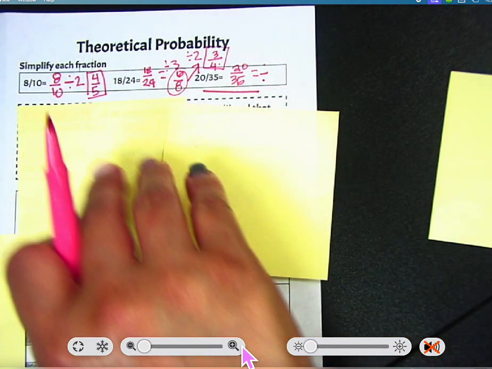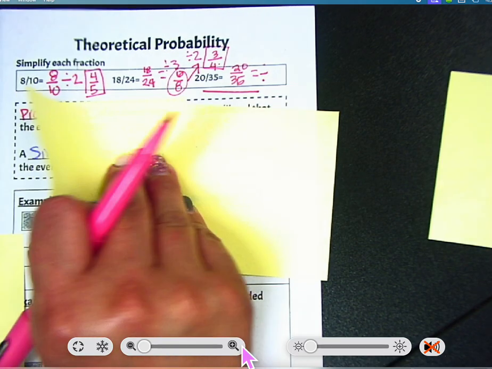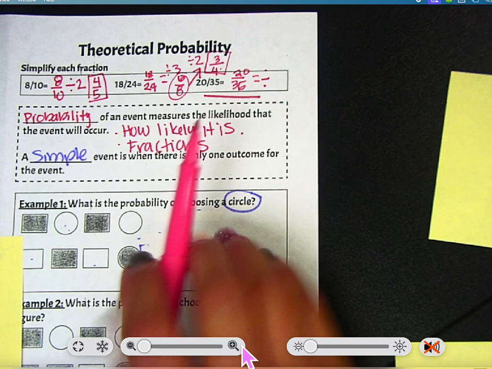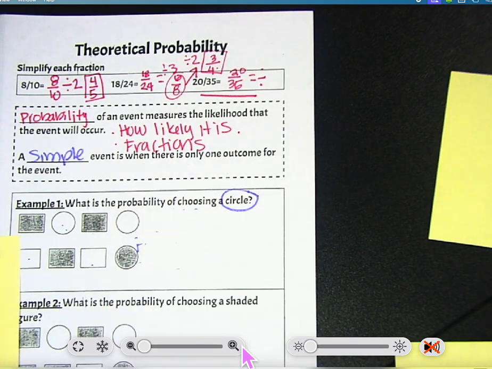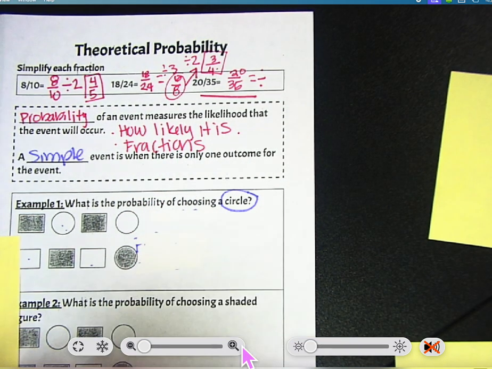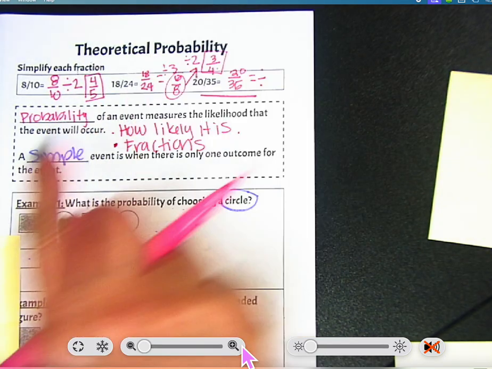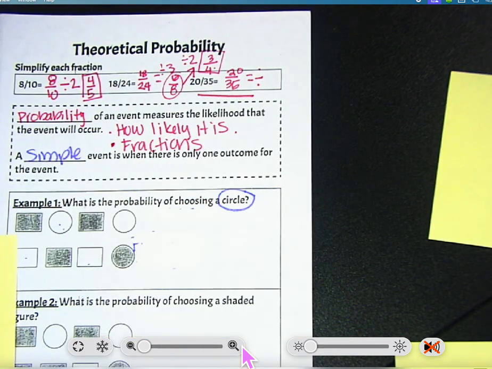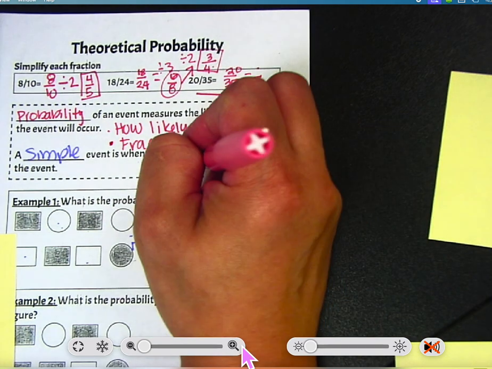All right, our first little blank that we're going to fill in is going to be the word probability. Probability is how likely it is for something to happen, and you're also going to be working with fractions. The next blank is going to be simple. We're going to be talking about simple events. That means it's just one thing happening at a time.